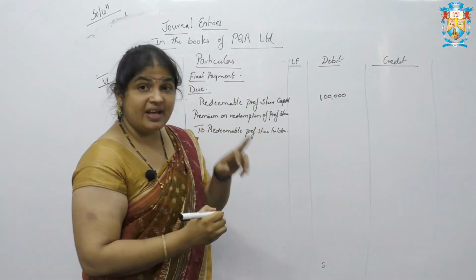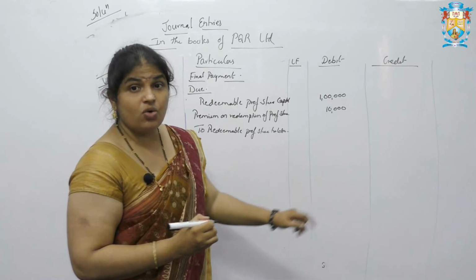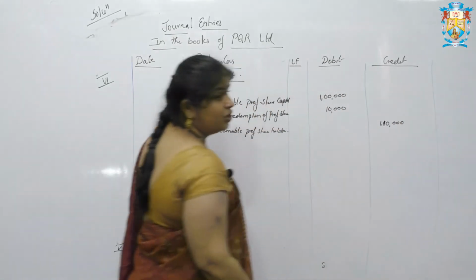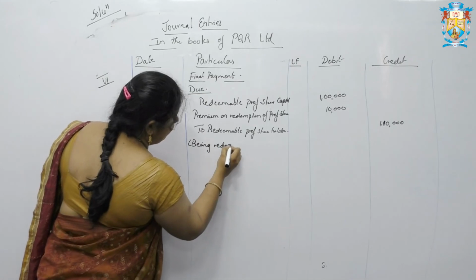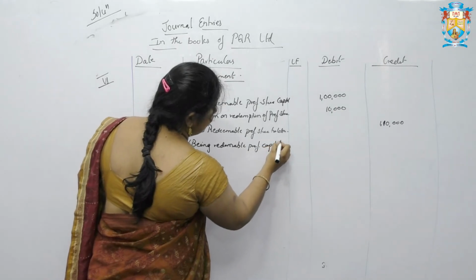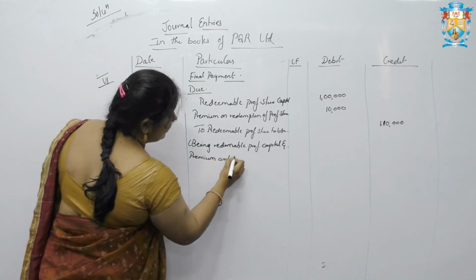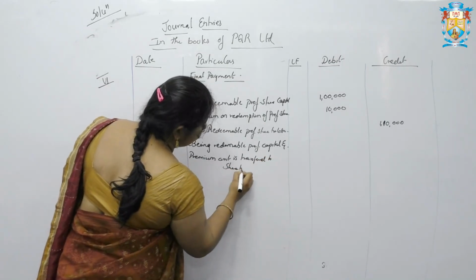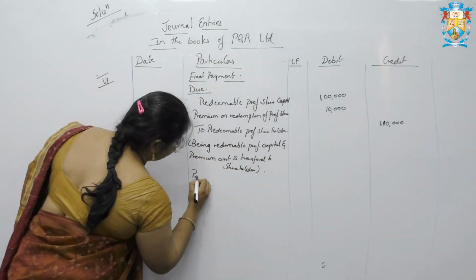What is the premium we have agreed? 10% premium, that is 10,000. Now, what is the total money the shareholder is going to get? 1,10,000. He did not receive the money. We are just giving a due entry, that is, being redeemable preference share capital and premium amount is transferred to shareholders account. This is the narration.